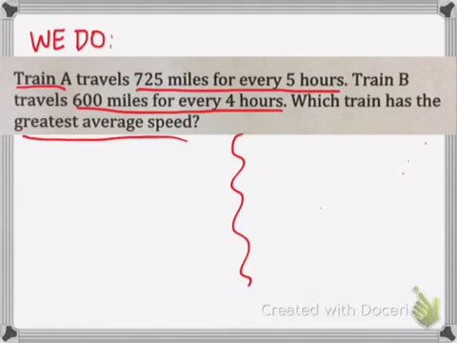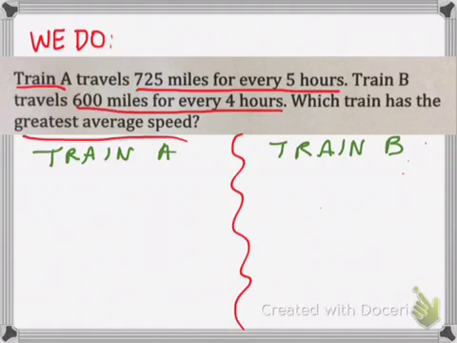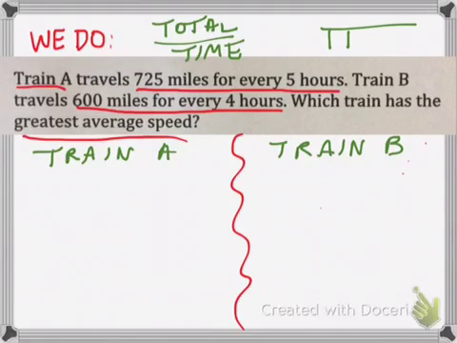So what I like to do, let's draw a squiggly line first, and then let me change colors. On the left side, we'll write down our info for train A. On the right side will be train B, because we're comparing train A versus train B. So again, remember that the formula is total divided by time, or when we divide it out, it'll be total divided by time.